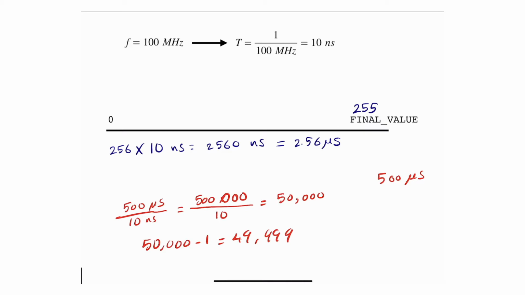So if we create a modulus counter that operates at this particular frequency and counts from 0 to 49,999, we'll get a timer that ticks every 500 microseconds. In short, the timer is really reduced to using a modulus counter and figuring out what the final value of that modulus counter is. The counter we need is a modulo 50,000 counter, but of course it counts from 0 all the way to 49,999. So let's see how we can implement this in Vivado.